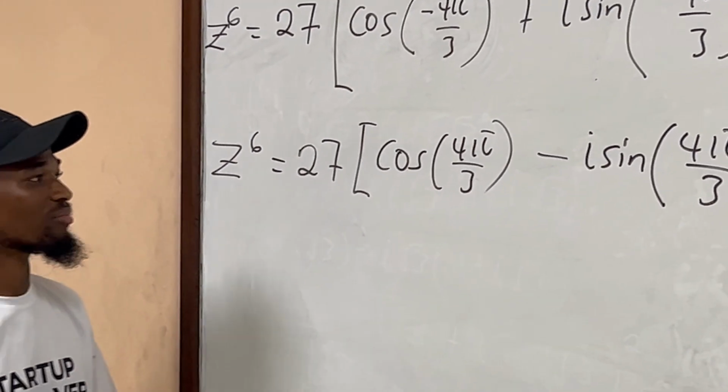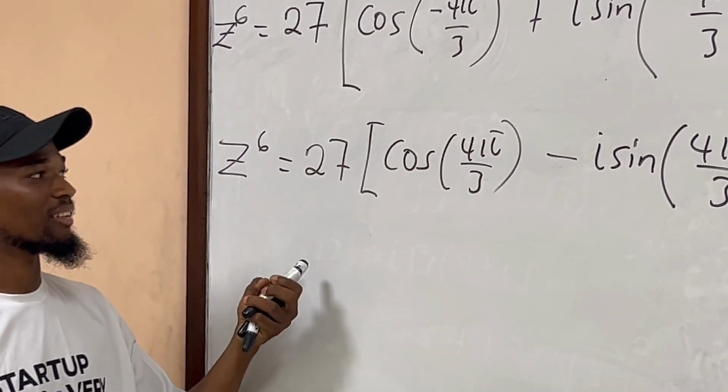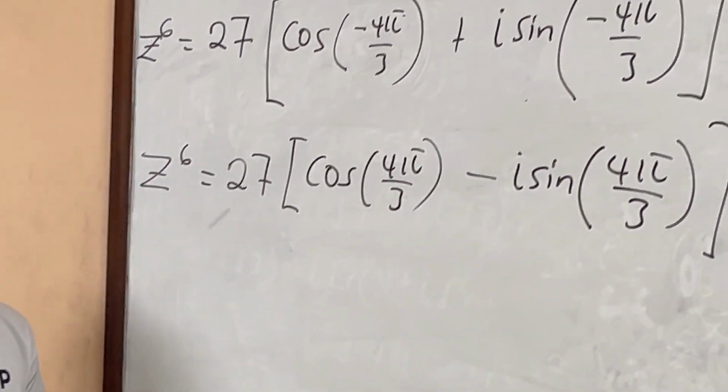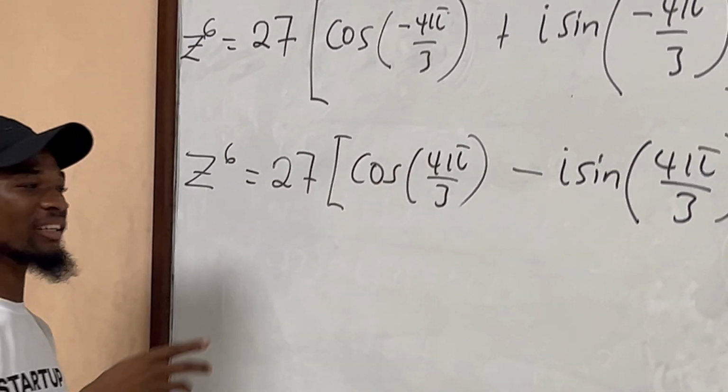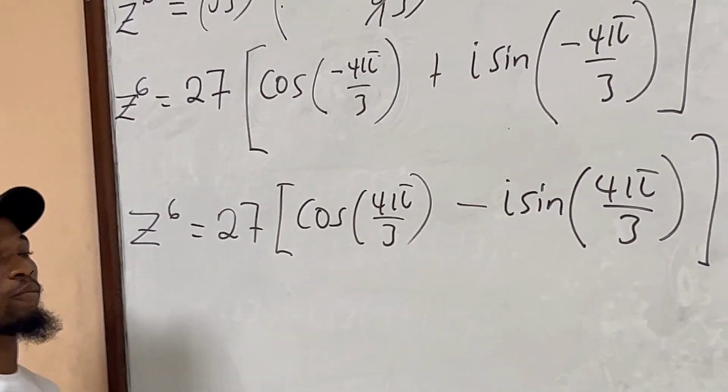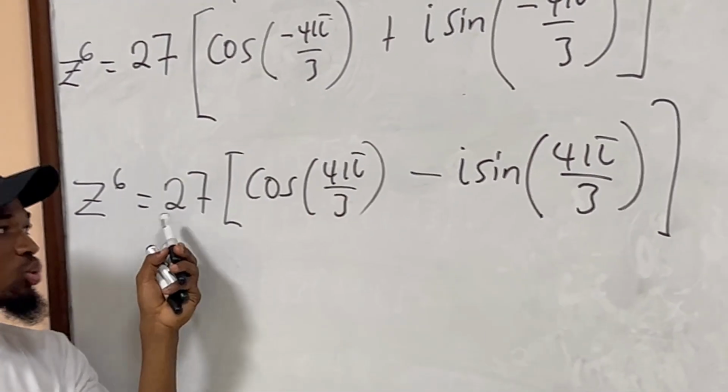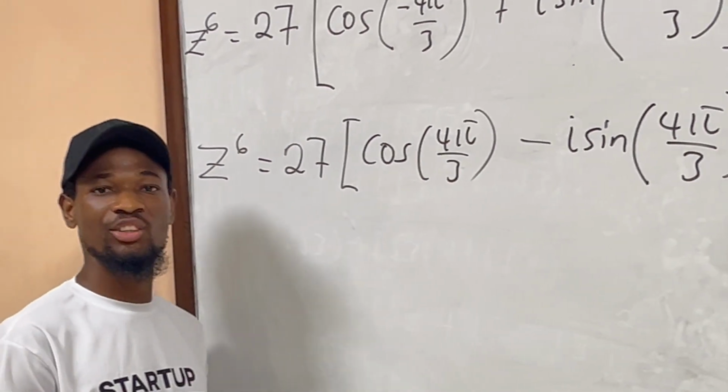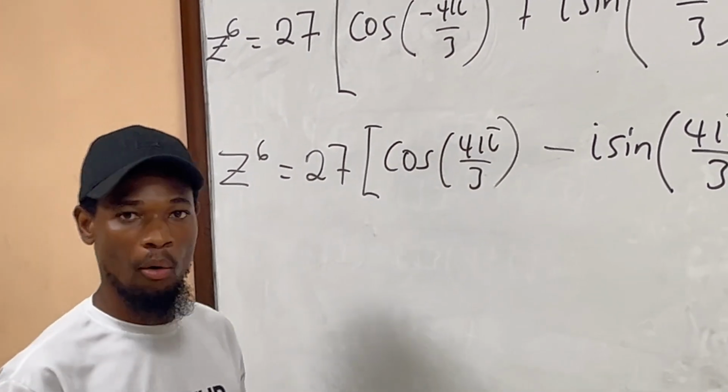So viewers, this is the end of the tutorial. You can decide to multiply through 27 by this, minus 27 by that, just to change it to the rectangular form.